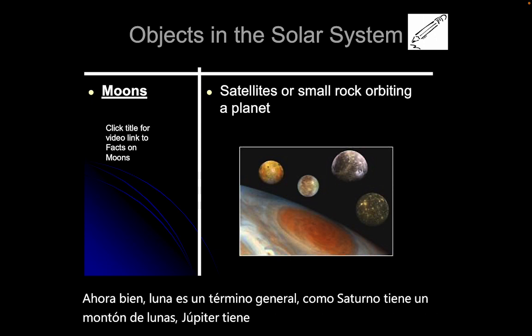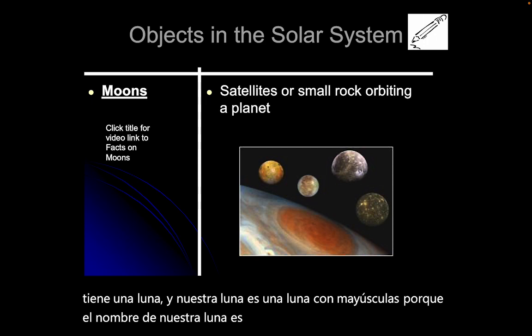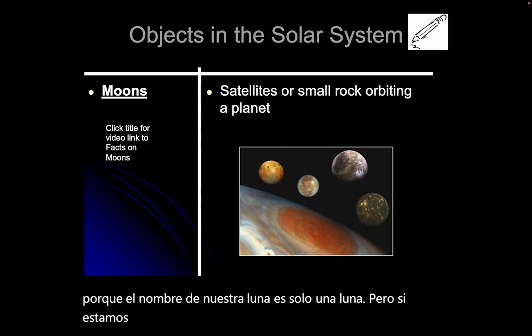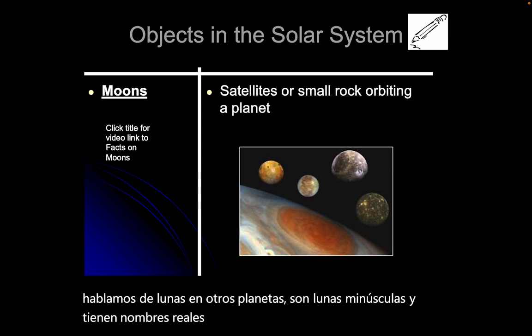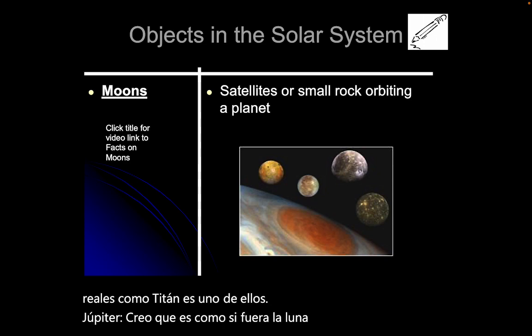Earth only has one moon, and our Moon is a Moon with an uppercase M, because our moon's name is just Moon. But if we're talking about moons on other planets, they are lowercase moons, and they have actual names. Like Titan is one of the ones from Jupiter, I think. Jupiter's moon's name is Titan versus our moon's name is just Moon. Super creative.